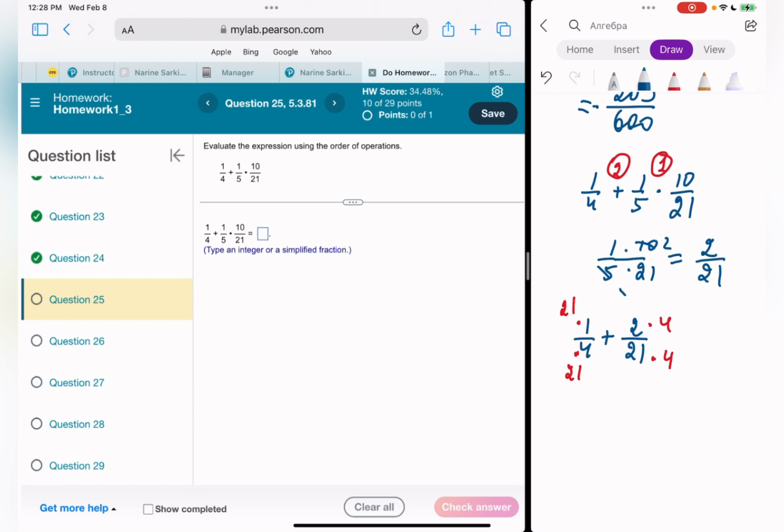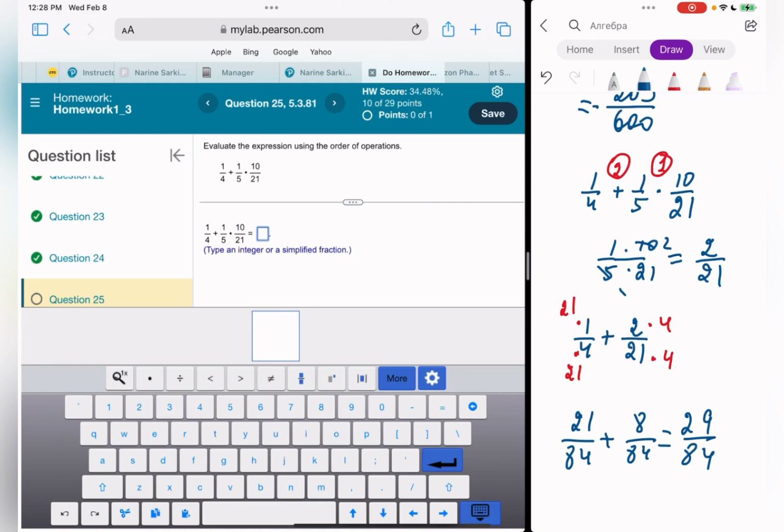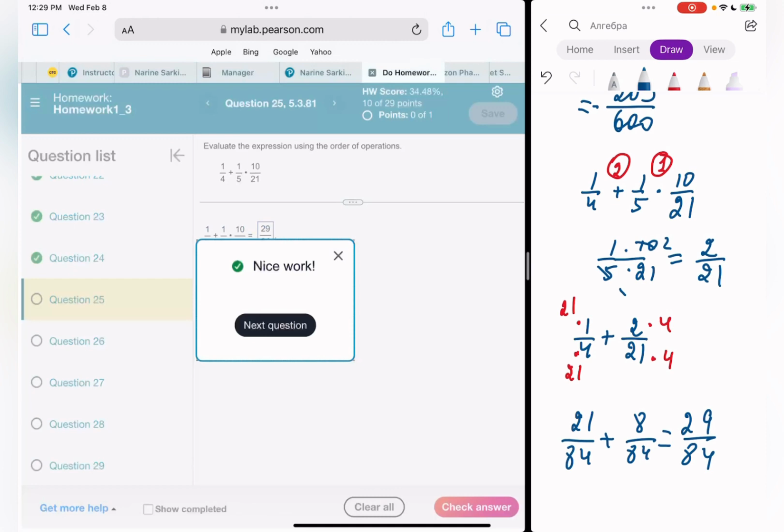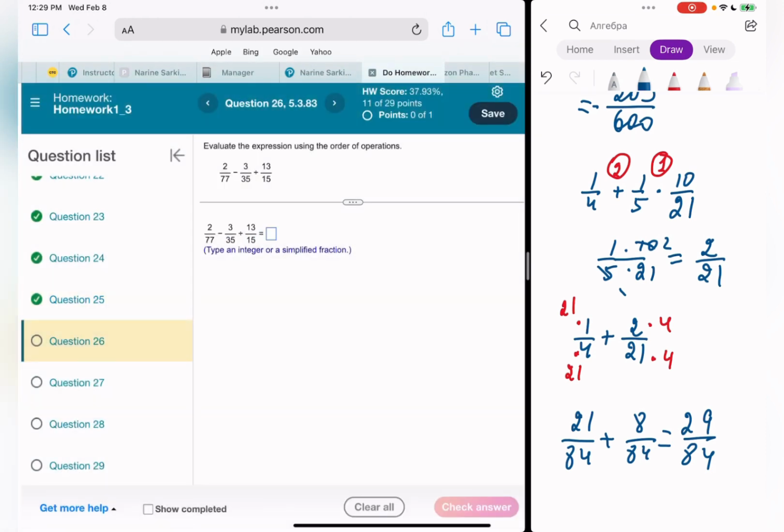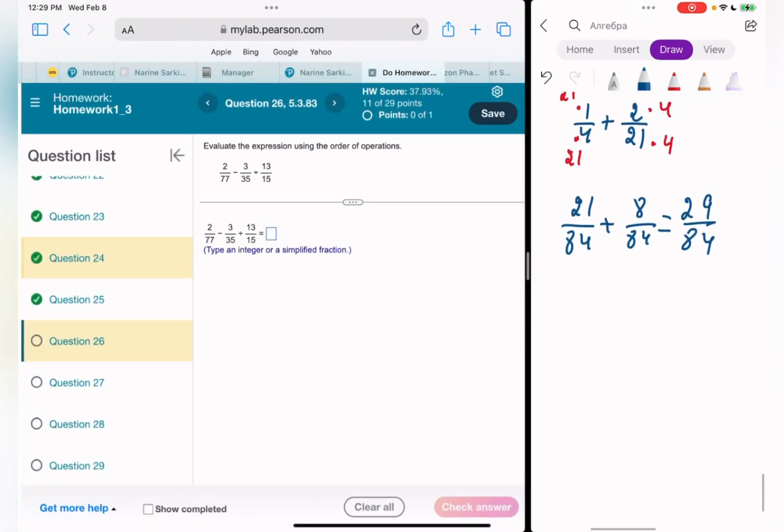And I am getting 21 over 84 plus 8 over 84. And my answer is 29 over 84. 29 is a prime number because you can't divide it by anything but 29. So that means we can't reduce 29 with 84. Let me see. No, we can't. 29 over 84. Okay. 26. We have 4 more problems. We can knock it down.